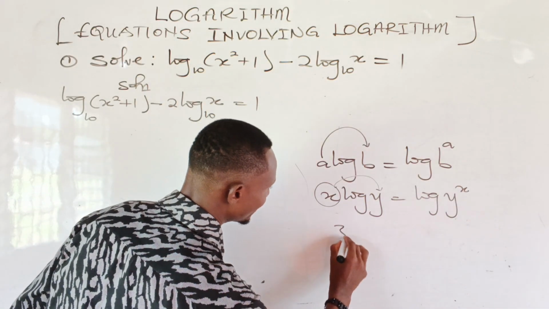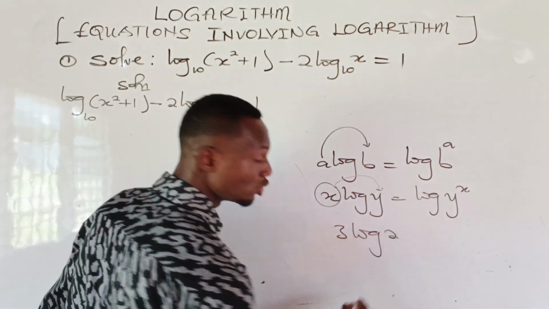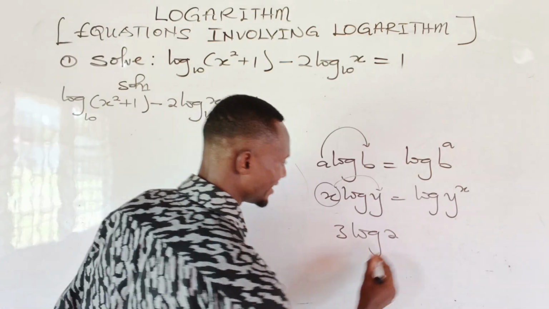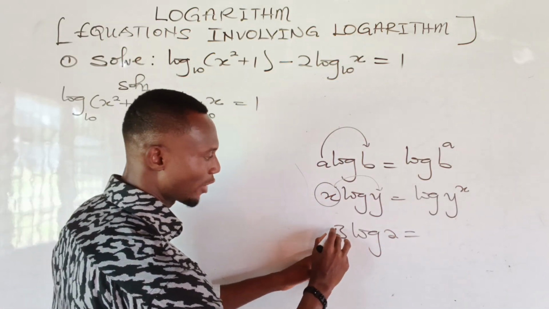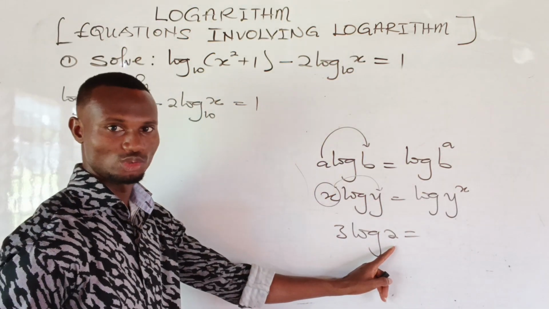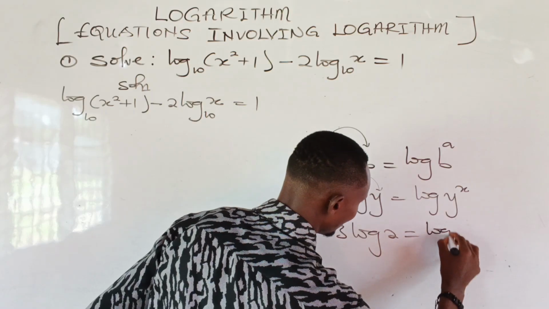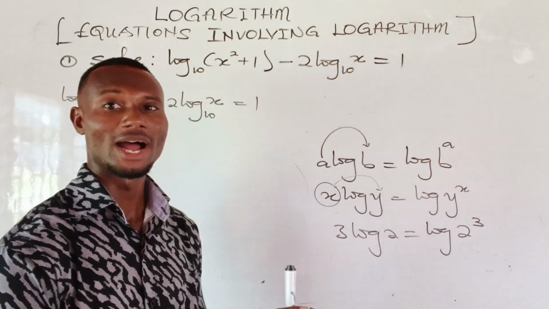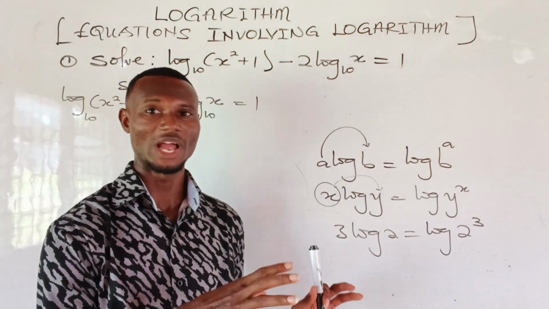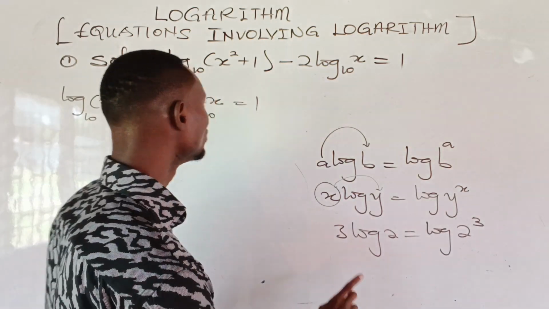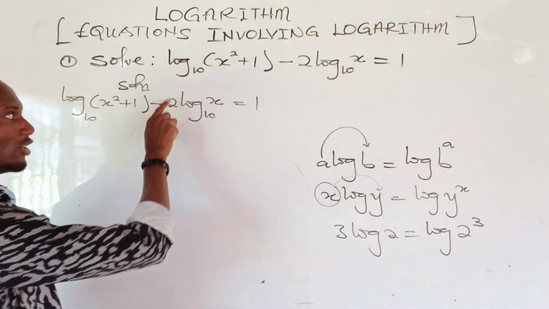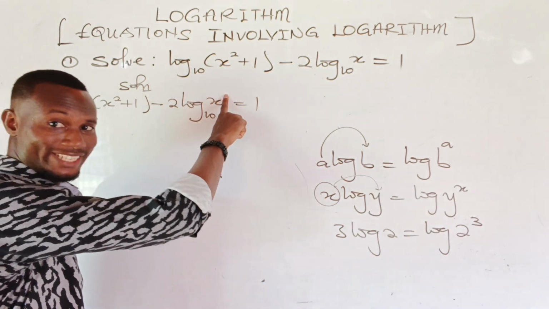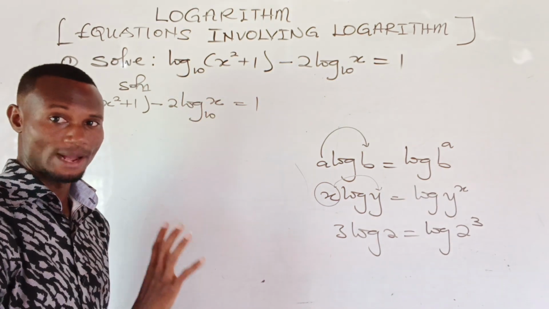So if I have 3 log 2, I can rewrite it so that the 3 here will move and become a power to the 2 here. So it's going to be log 2 to the power 3. That is the power rule or law that we learned. So we are going to apply that to move this 2 here to become a power to the s here. I hope you understand up to this point.